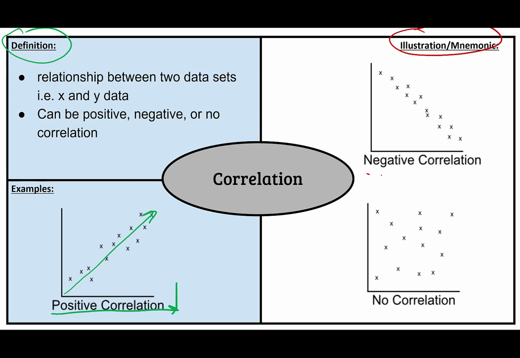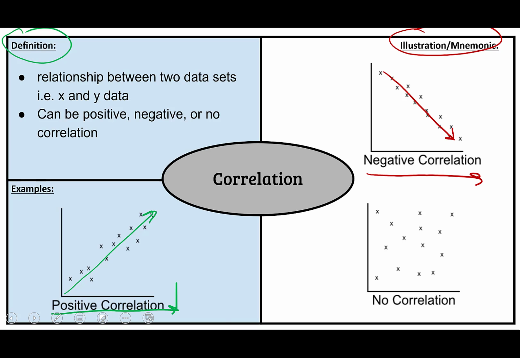If we are to go to the illustration and mnemonics section, our negative correlation, again, if we are to read the data points in a left to right manner, we can generally see that if I were to draw a line of best fit, the correlation is downward, or it is a negative correlation. As we move left to right, we see a downward slope, a negative correlation.